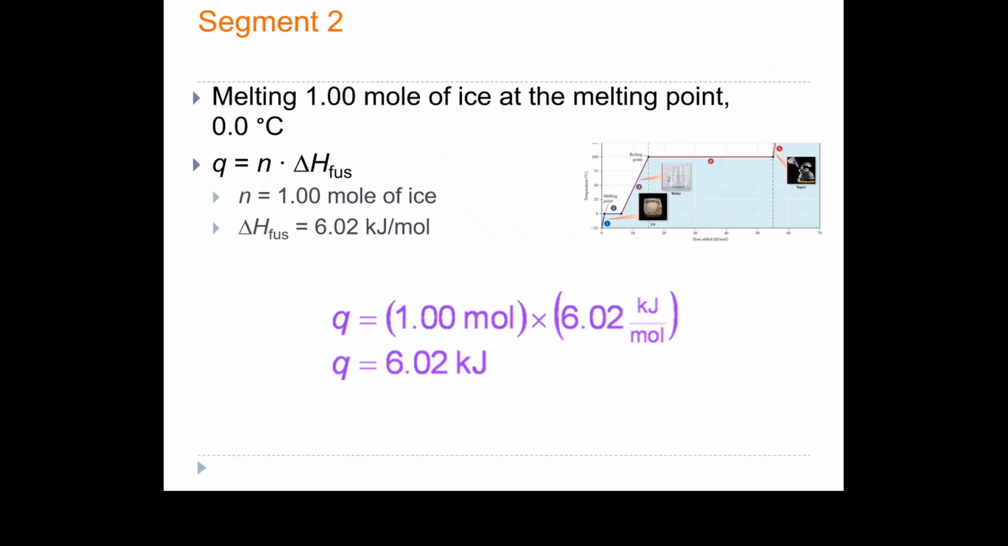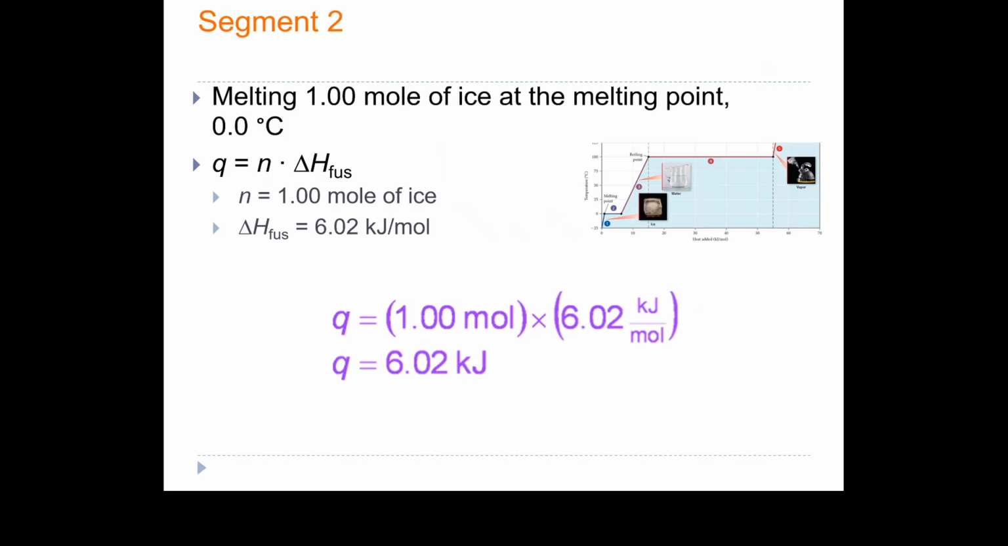Okay, so the next step, segment 2, is the actual melting of the ice once it reaches the melting point. So this is where we're going to add heat, and we're not going to see a temperature change. This is the flat part of the graph. And the amount of energy it takes to convert from solid to liquid is called the enthalpy of fusion. And that value is given in kilojoules per mole.